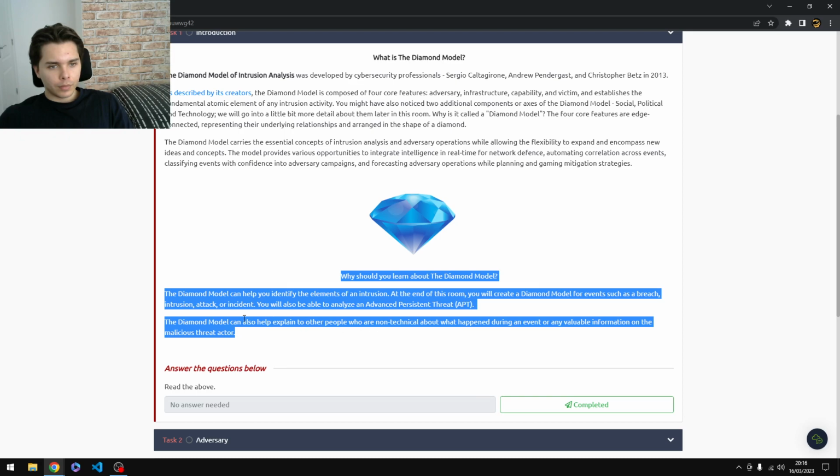Why should you learn about the Diamond model? The Diamond model can help you identify the elements of an intrusion. At the end of this room, you will create a Diamond model for events such as a breach, intrusion, attack, or incident. You will also be able to analyze an advanced persistent threat, APT. The Diamond model can also help explain to non-technical people what happened during an event or any valuable information on the malicious threat actor.